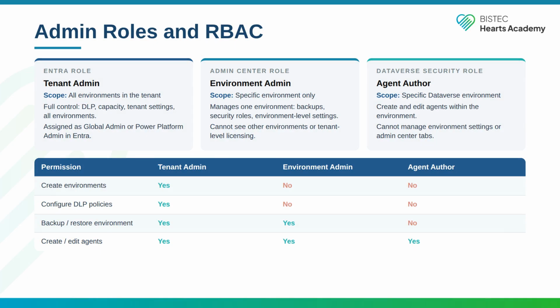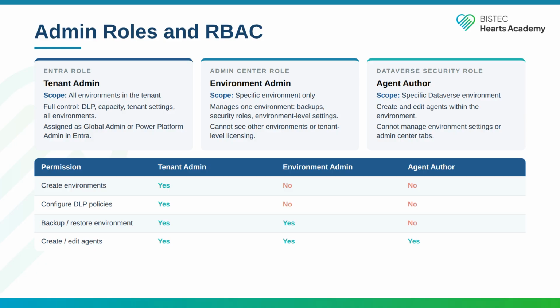3 administrative tiers, each with a distinct scope and capability boundary. Tenant admin is assigned in Entra as global admin or Power Platform admin. This role has full control: every environment, every DLP policy, all capacity, all tenant settings. The blast radius of a compromised tenant admin account is the entire Power Platform estate. These accounts require privileged access management, multi-factor authentication, and just-in-time elevation.